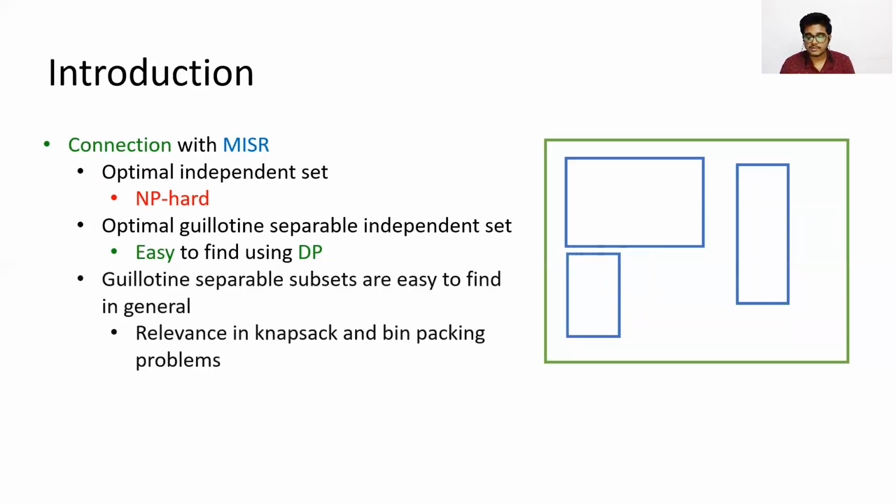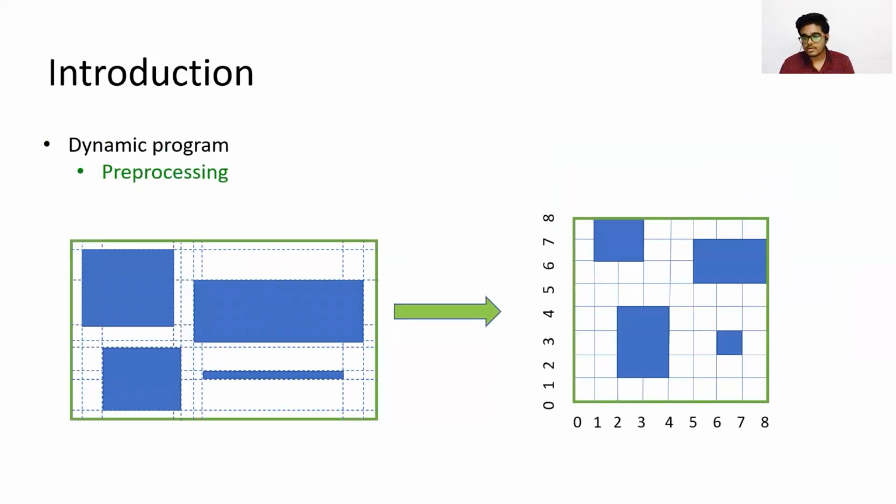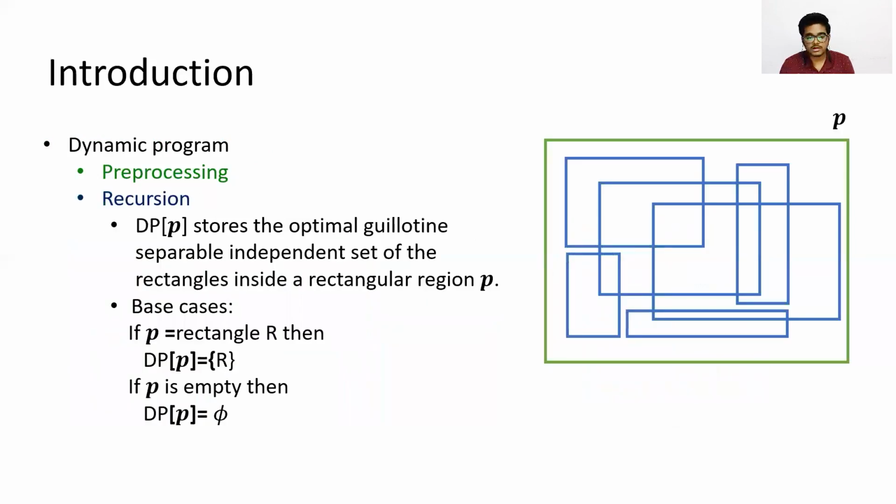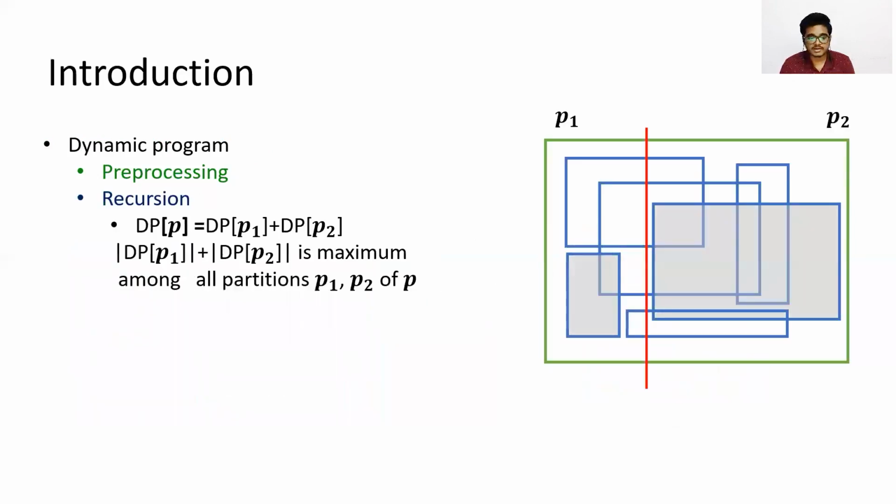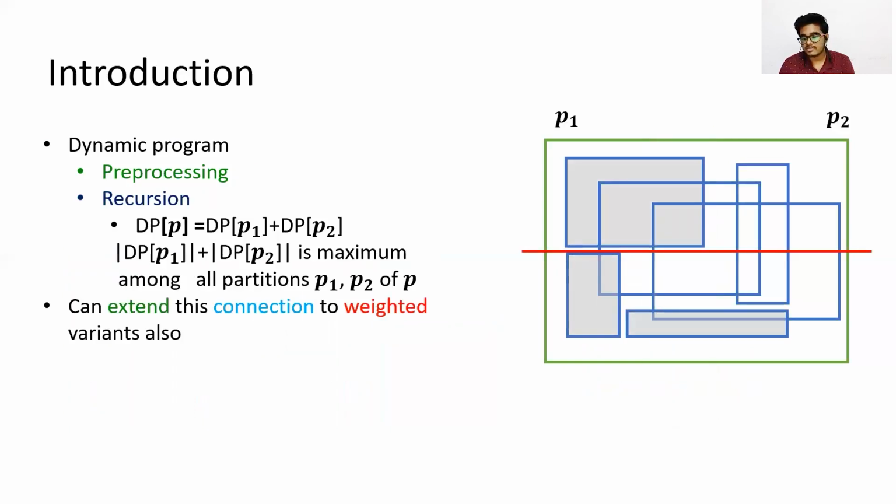So that's the connection. The dynamic program is simple. We do some basic coordinate compression, and the recursion is basically that we check all the initial first cuts, all 2n possible horizontal and vertical cuts, assuming we know the optimal guillotine separable independent sets in those subpieces. We just look at which first cut gives the maximum number of total rectangles, right? And we can just concatenate them, and the resulting set of rectangles will be guillotine separable. That is a nice property that we have.